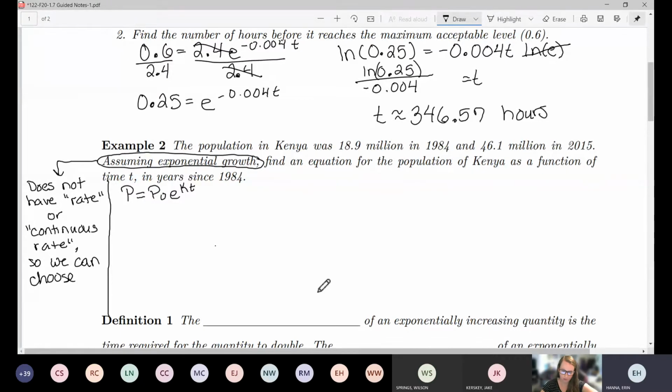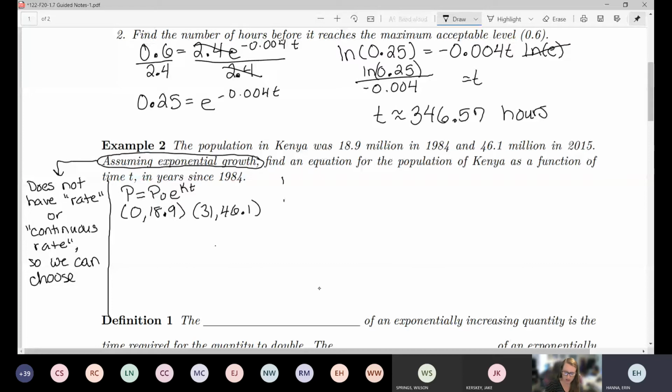So the first thing we had to do in that process is to write the 2 points in the equation format. So let me see what 2 points I have. Well, I have 1894, but that's 0 years since 1894, and 18.9, and I also have 2015, which is, if my notes are correct, 31 years since 1984, and had a population of 46.1. So those are the 2 points we're working with.